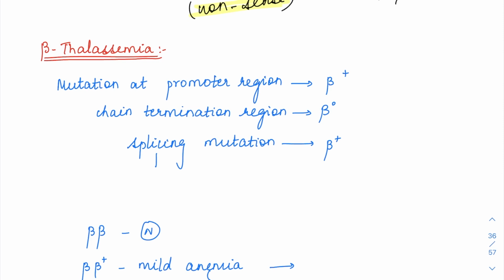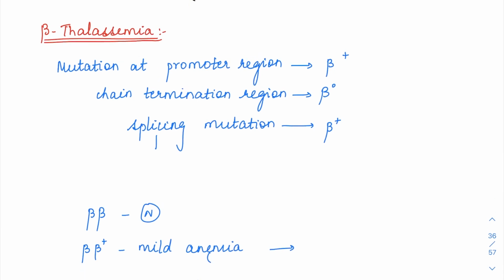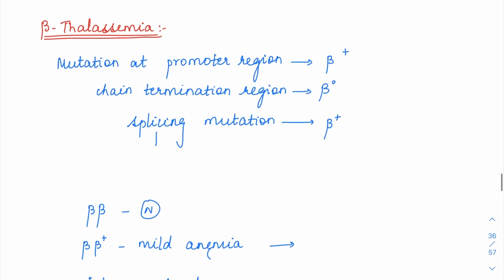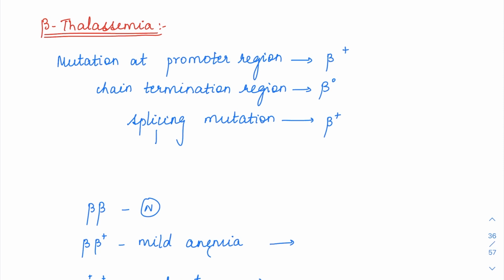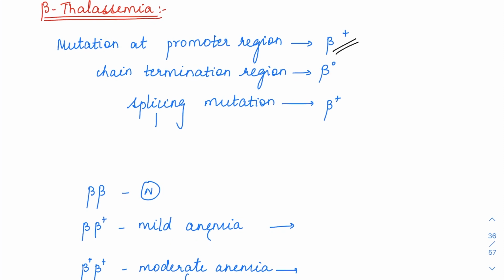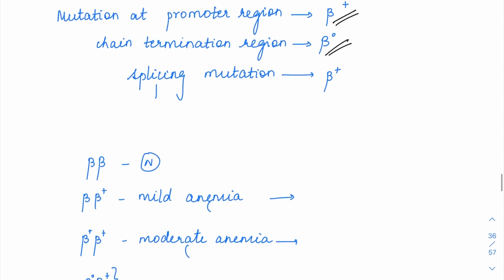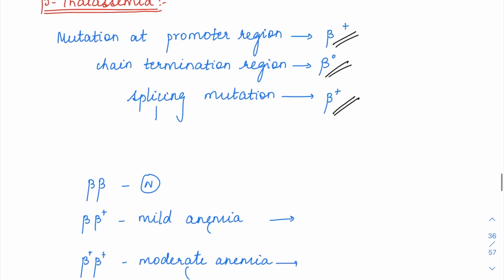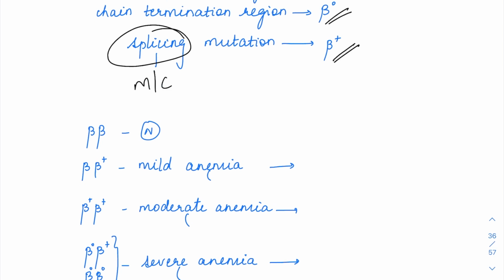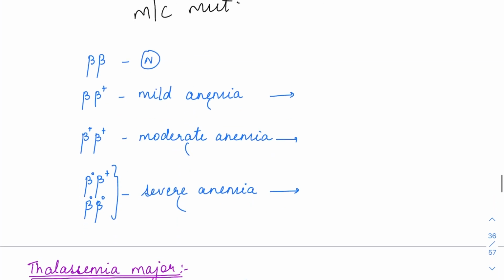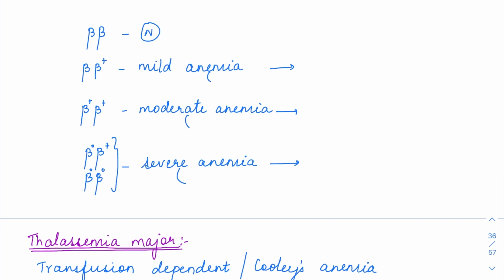So at the beta gene, the mutations can be nonsense mutations. Missense mutations are going to be there in sickle cell anemia, nonsense mutations in thalassemia. So mutations at the beta gene, if at the promoter region, are going to result in a beta plus phenotype. While if it is present at the chain termination region, it is going to result in beta naught phenotype. If the mutation is present at the splicing region, it is going to result in a beta plus phenotype again. So beta plus for promoter and splicing region, and chain terminator region results in beta naught phenotype. And splicing mutations are the most common mutation which we see in beta thalassemia.